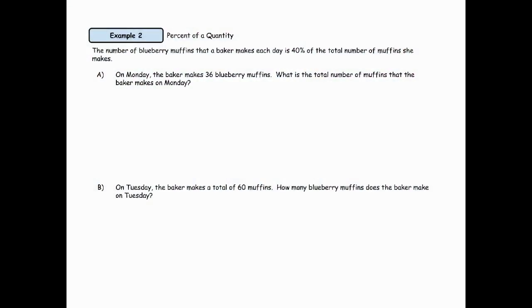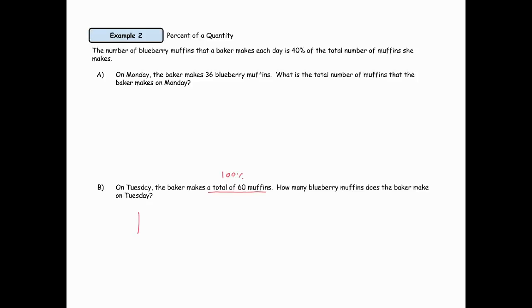So example 2, letter B. On Tuesday, the baker makes a total of 60 muffins. How many blueberry muffins does the baker make on Tuesday? So the information that we have is that the baker makes a total of 60 muffins. That equals 100% of all the muffins.